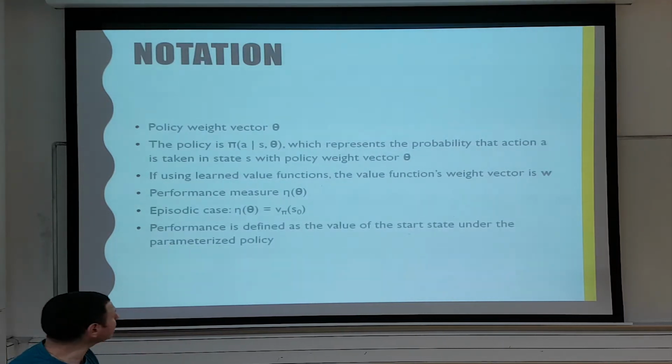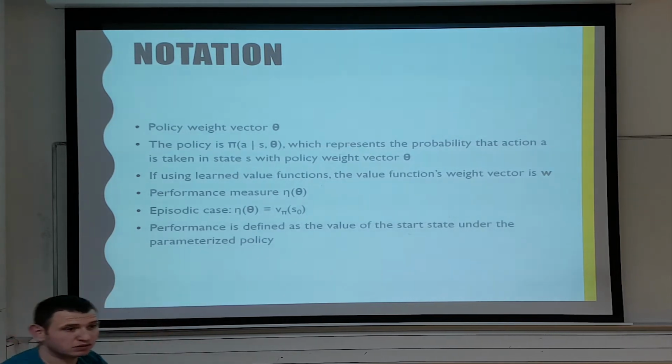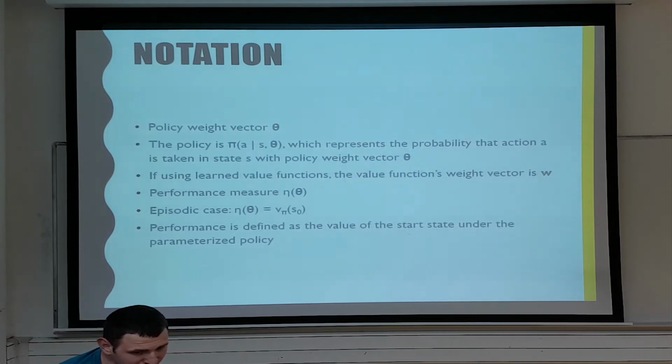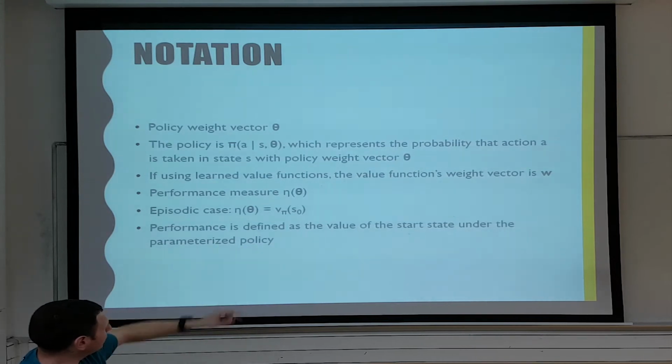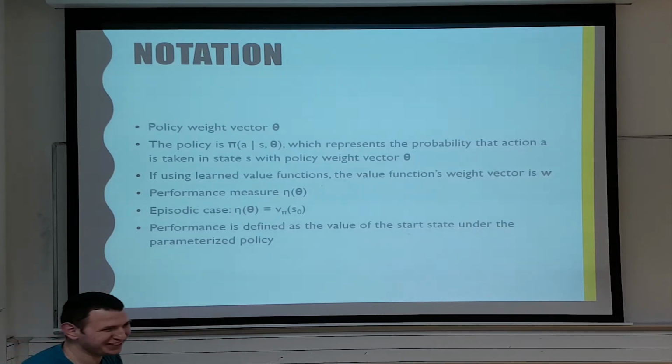Great. So, policy weight vector. Our policy weight vector is theta. This is our notation. The policy pi represents the probability that action A is taken in state S with the policy weight vector. If using learning, you will use the value function weight vector W. The performance measure is eta of theta.